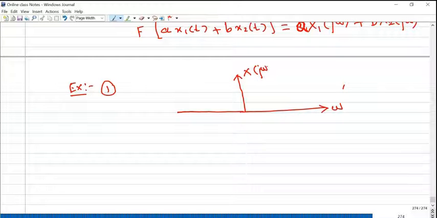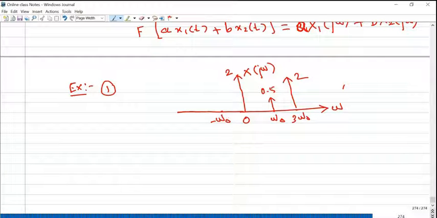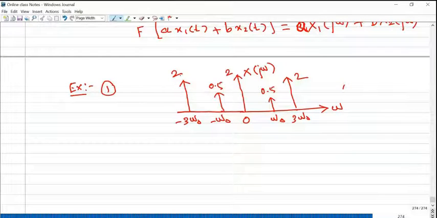The spectrum of omega versus X of j omega is given. At 0, the magnitude is 2. At omega naught, the magnitude is 0.5. At 3 omega naught, the magnitude is 2. At minus omega naught, the magnitude is 0.5. At minus 3 omega naught, the magnitude is 2. So this is the signal given now.